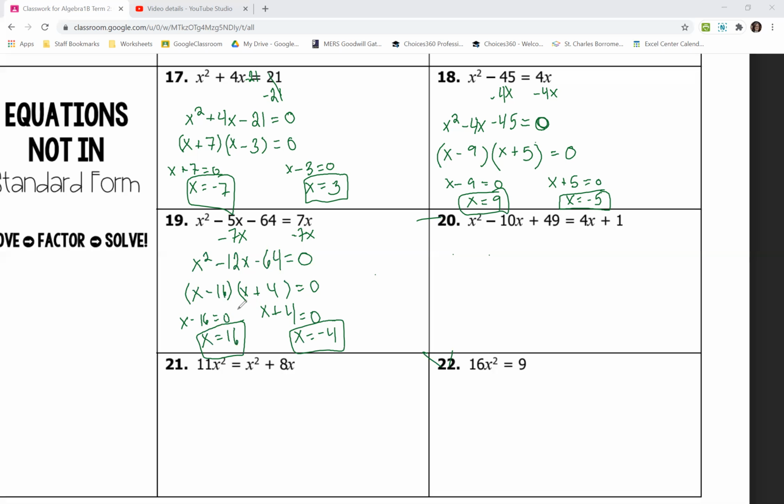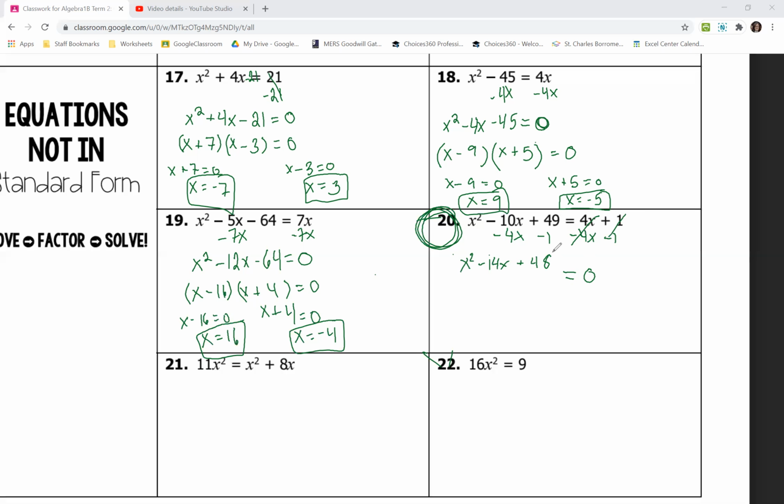Okay, I am going to leave number 20 for you guys. You'll have to subtract the 4x, right? Subtract the 4x. And then you'll also have to subtract the 1. So those will go away and equal 0. And you'll just combine those like terms. So x squared minus 14x plus 48. Okay, so I'll let you guys factor that and solve it.